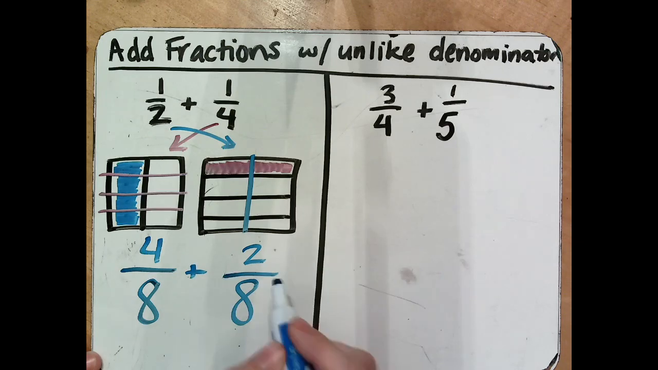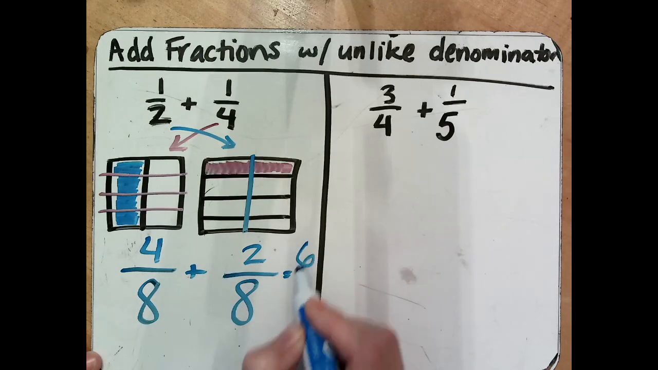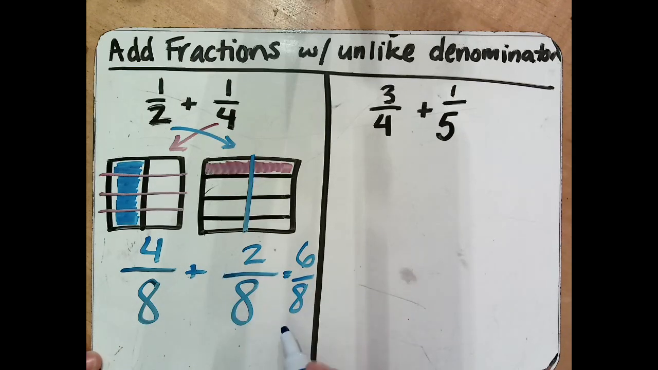So if they were to add straight across, 4, 5, 6, 8. They could leave it at this answer, or what we would really ideally want them to do would be to simplify this down. So dividing both of these by 2 would indeed be this 3/4.